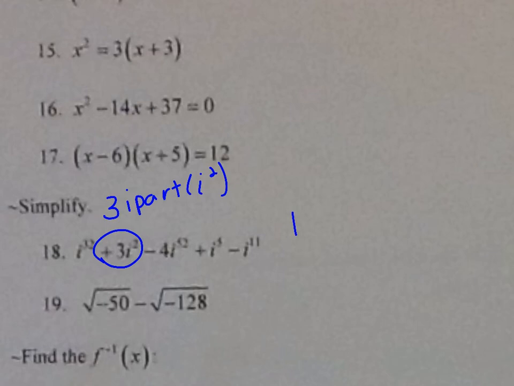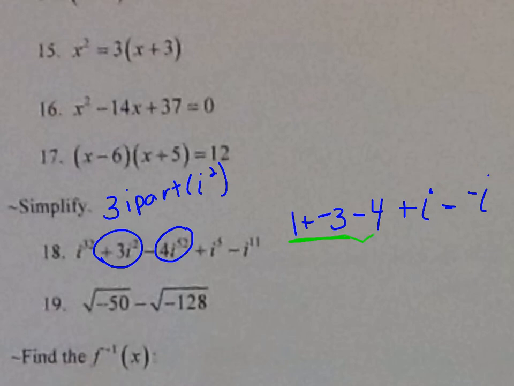So this is plus a negative 3 minus. Now you're going to plug in 4i to the 4 and then i part 52. You get 4 plus. Now type in i part i to the 5th, which is i, minus. Now type in i part i to the 11th, that's negative i. All right, so we have 4 minus 3. 1 minus 3 is negative 2. Minus 4 is negative 6. i minus negative i, that's plus plus, so that's plus 2i, because i plus i is 2i.